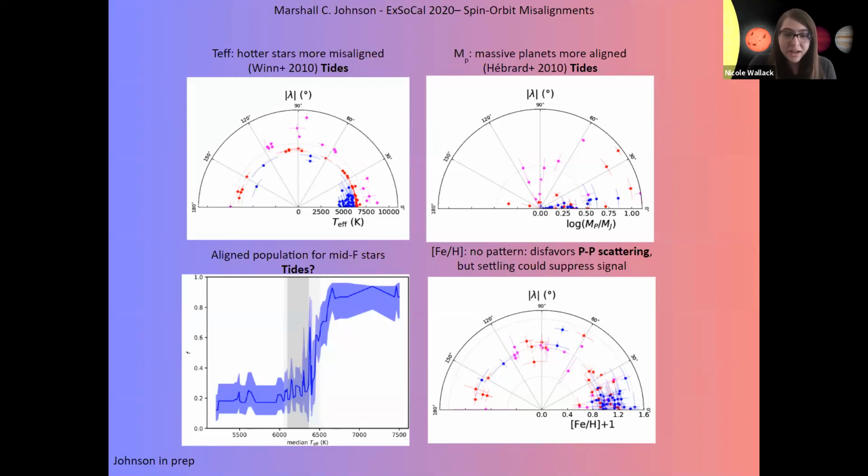Hi, Marshall, nice talk, and I love the polar plots. Can you comment on extending the Rossiter-McLaughlin technique to lower mass, small radii planets, and exploring those architectures in comparison to the larger planets?